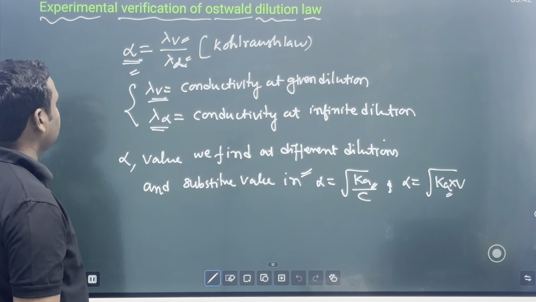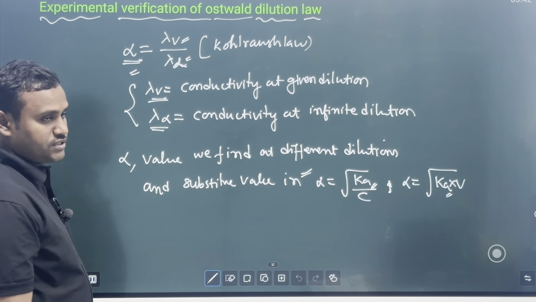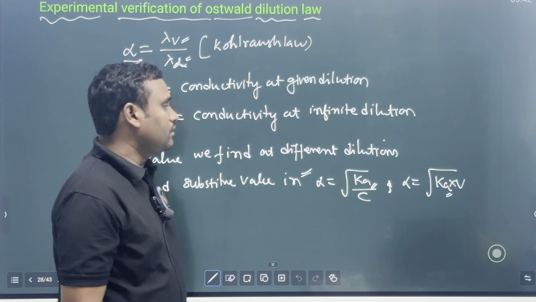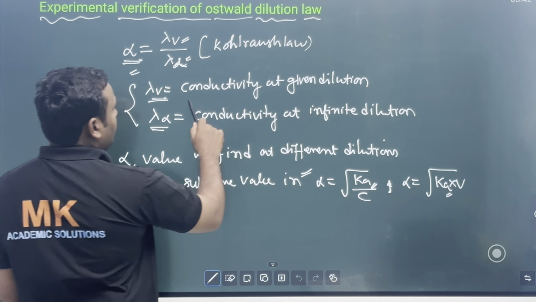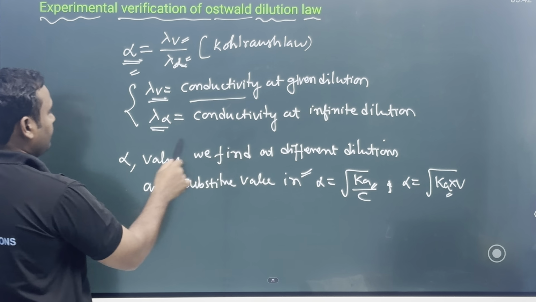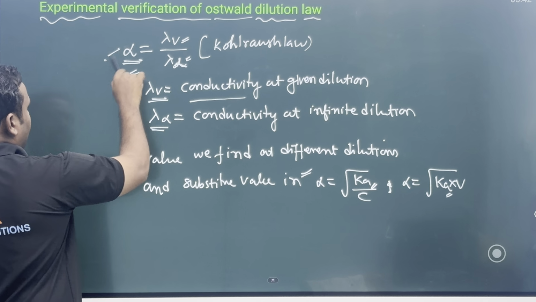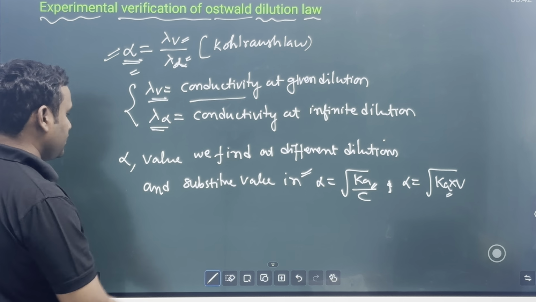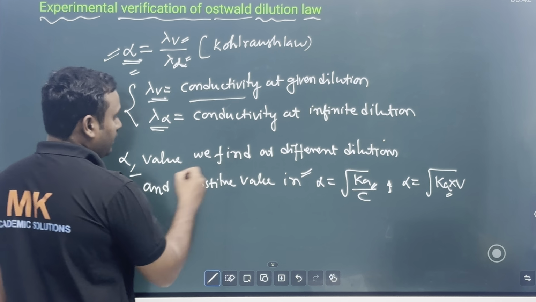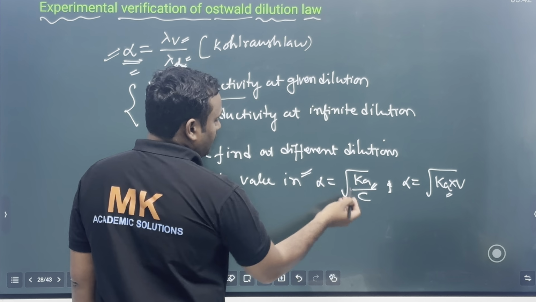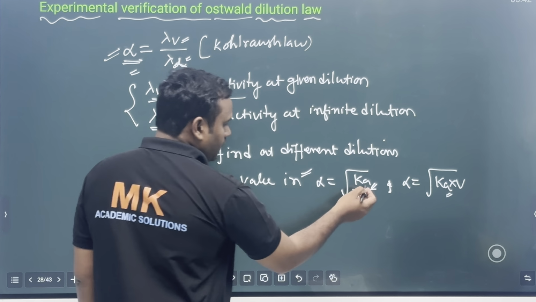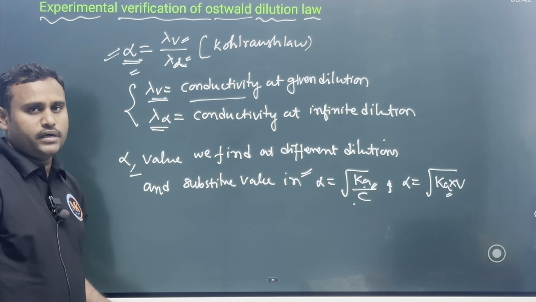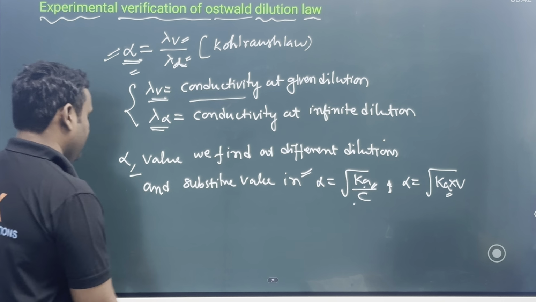And the next, experimental verification. This part you actually learn in electrochemistry, that is conductivity at a given dilution and conductivity at infinite dilution. The ratio will be the alpha. Okay, and for verification, we find the alpha in different dilutions and we substitute the alpha value here. And if you get a constant Ka, that means the law is verified. Ostwald dilution law is verified.